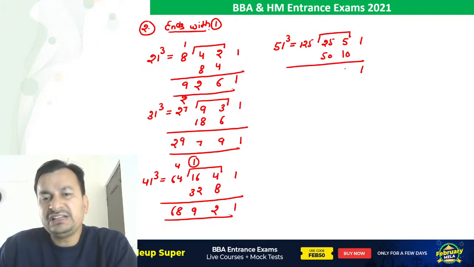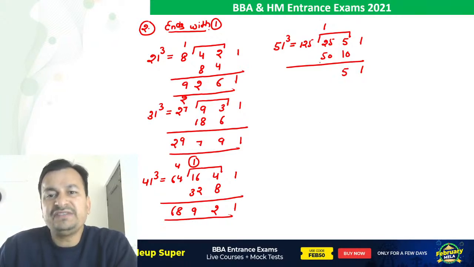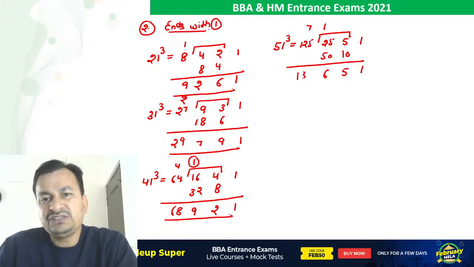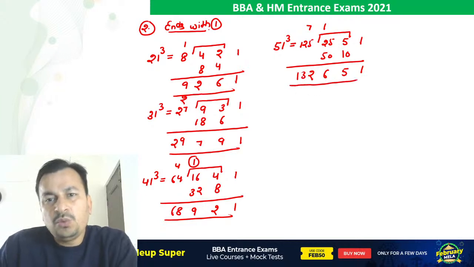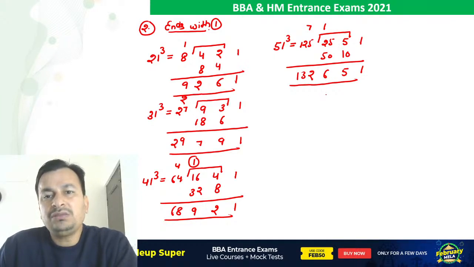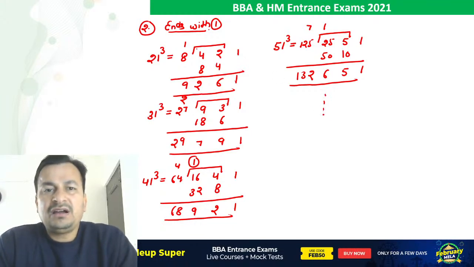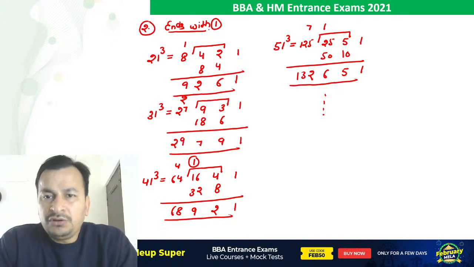1, 5 plus 10, 15, 5 here 1 carry, 1 plus 25, 26, 26 plus 50, 76, 6 here 7 carry, 125 plus 7 is 132. So basically what is the cube of 51? 132651. So my dear students, this is the way how we calculate the cube of a two-digit number that ends with 1. I hope both these categories are clear to all of you.